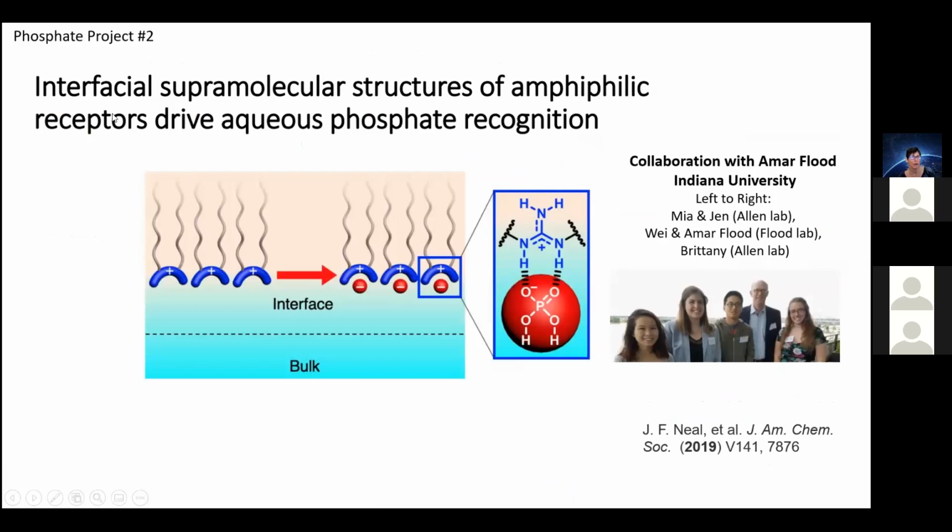All right, so I have 3 phosphate projects I want to tell you about, and I think I'm doing okay in time in the pretty short slide. So phosphate project number 2, now we're taking the phosphate off of the lipid, and we've got phosphate in solution. Now in the Flood lab, they designed receptors, some of them guanidinium based, to test, number 1, what would be the binding affinity, and what would be the mechanism of that binding, and would there be any enhancement at the interface because of the interface itself, as opposed to bulk.